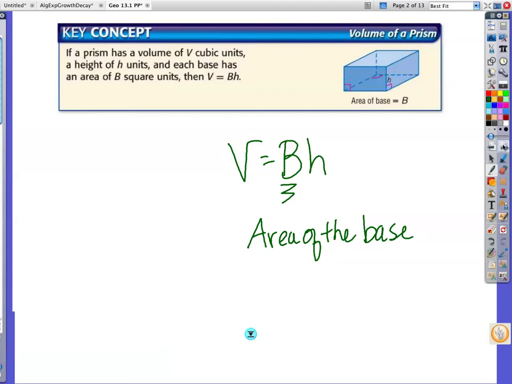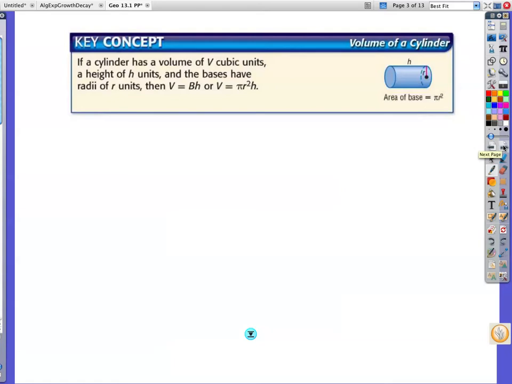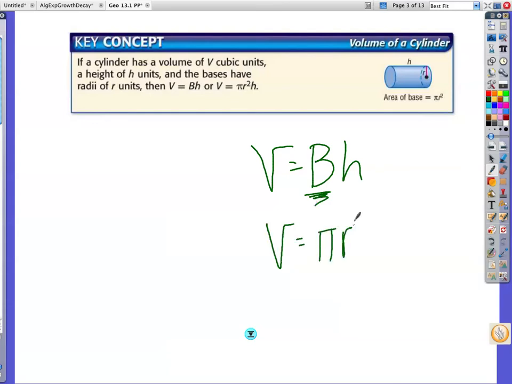That's for a prism. For a cylinder, the same thing. It's still this formula. The only difference is that since it's a cylinder, your base is a circle. So then the volume is equal to pi r squared times the height, or pi r squared h. And that's your volume of a cylinder. It's technically the same volume formula, it's just that you have different bases to work with.